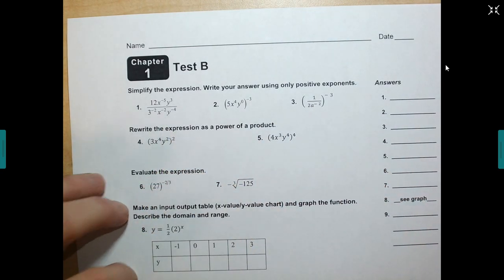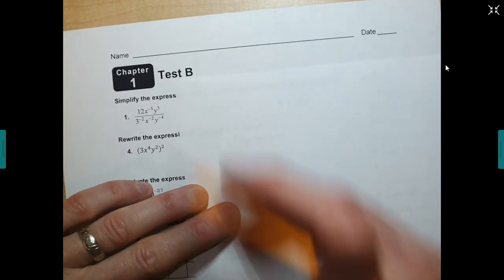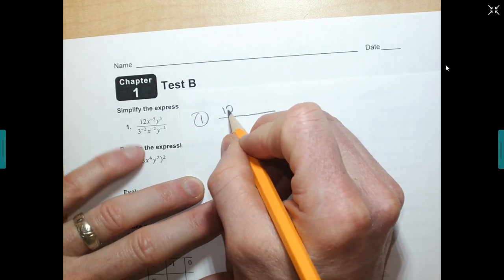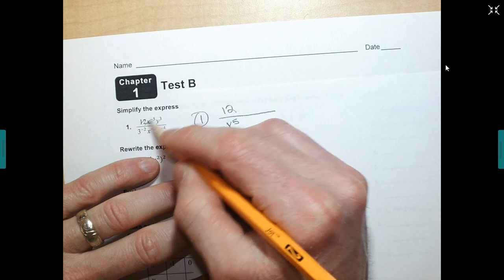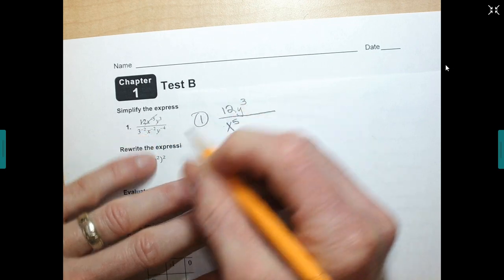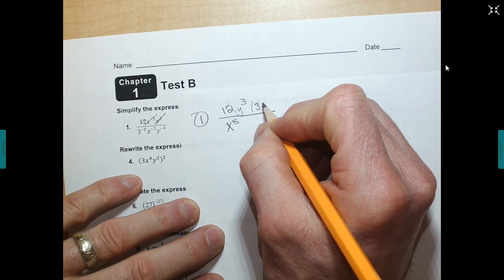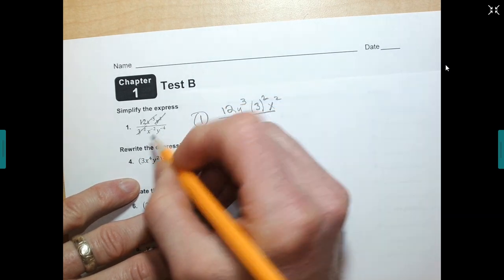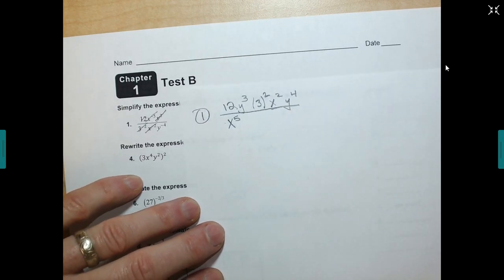So, the very first step that we're going to do is to just move everything to the correct space. I've got 12 stays on the top. This x to the fifth goes to the bottom and becomes positive. And then y to the third stays on the top. 3 to the negative 2, so I have 3 squared goes to the top, x to the negative 2, x squared, and y to the fourth. There. So I've just moved everything, top and bottom.